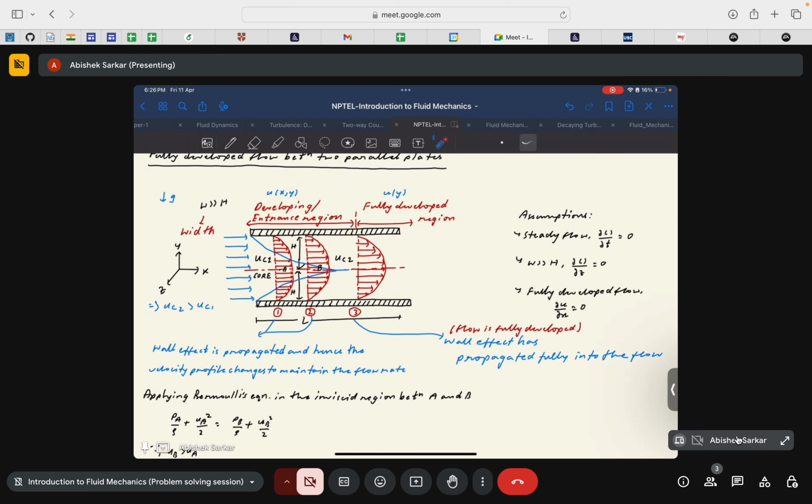The rate of change of any property is so low that we almost consider that there is no gradient along that direction. That's why, for width being much greater than the gap, any gradient with respect to the z component is equal to 0.